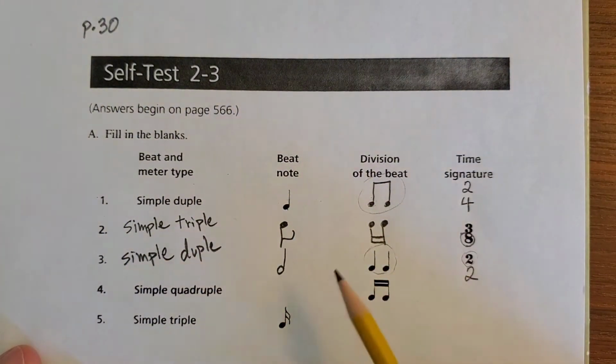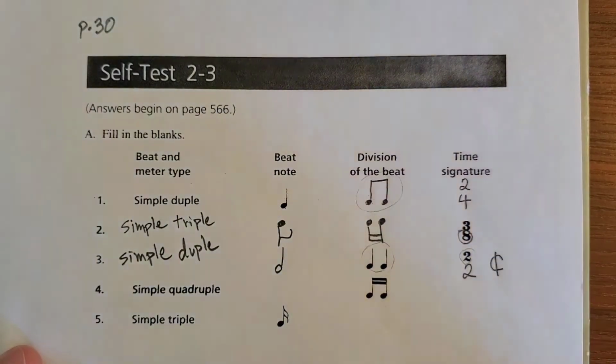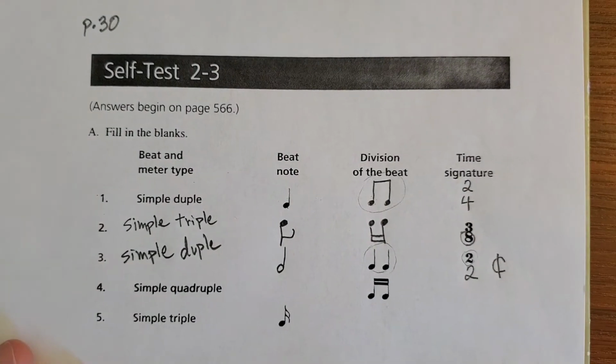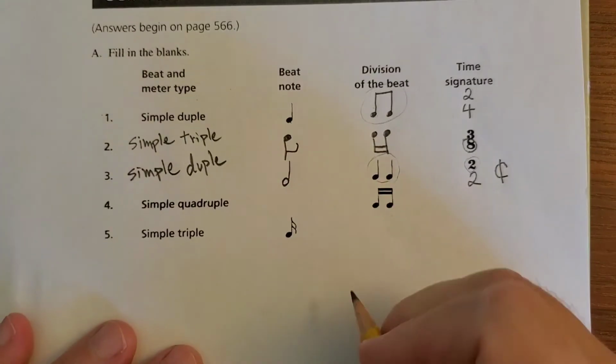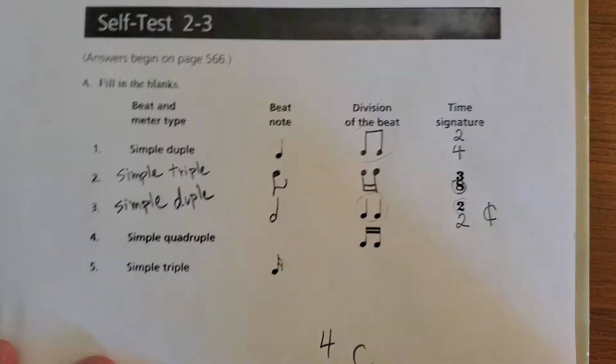Now you might find it interesting to note that 2/2 is the same as cut time. 4/4 is the same as common time. Common time looks like this. So common time, cut time.